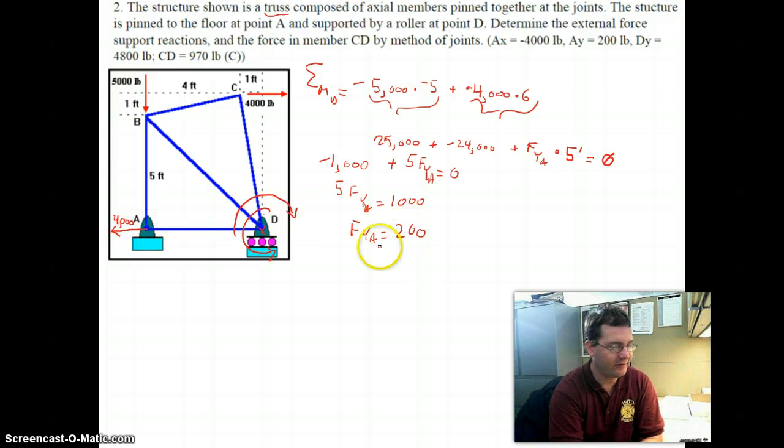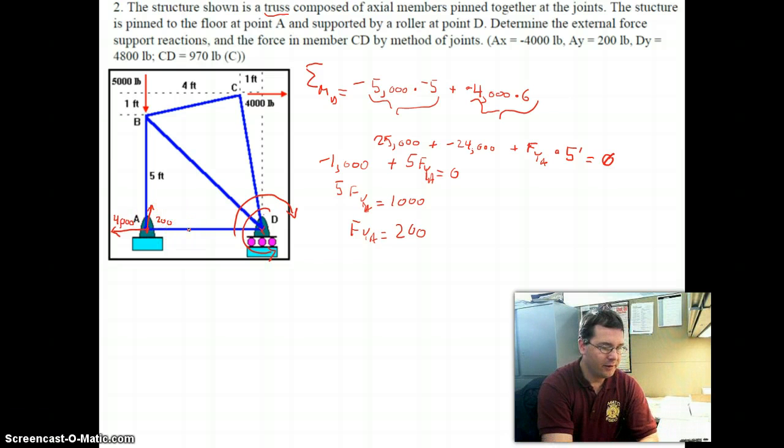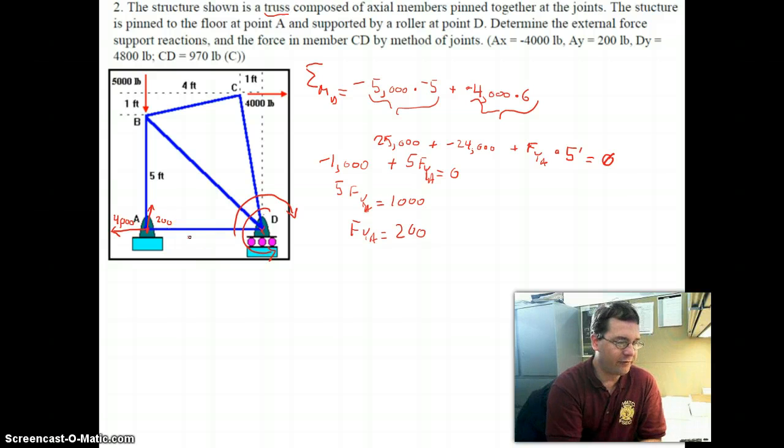Well, because it's a positive number, that's an indication that point A is pushing up on the structure with 200 pounds. Now, from that, I can work a few other things out. One of the things I can work out is if I think about the sum of the forces in the y direction.